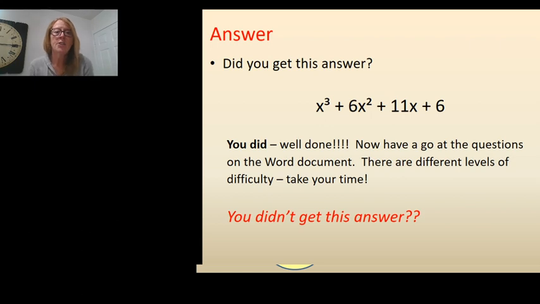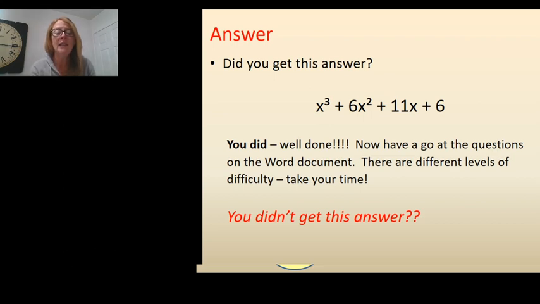Okay, if you got that question correct, you should have got an answer of x cubed plus 6x squared plus 11x plus 6. If you did get that, brilliant, well done. Okay, there's a worksheet on Teams that will basically give you some other questions which are ragged. So you've got some red easy ones, some amber slightly more difficult, and some green ones which will challenge you. Please take your time with these. With this topic in particular, if you're going to get a question and an exam paper for this, you will need to take your time.